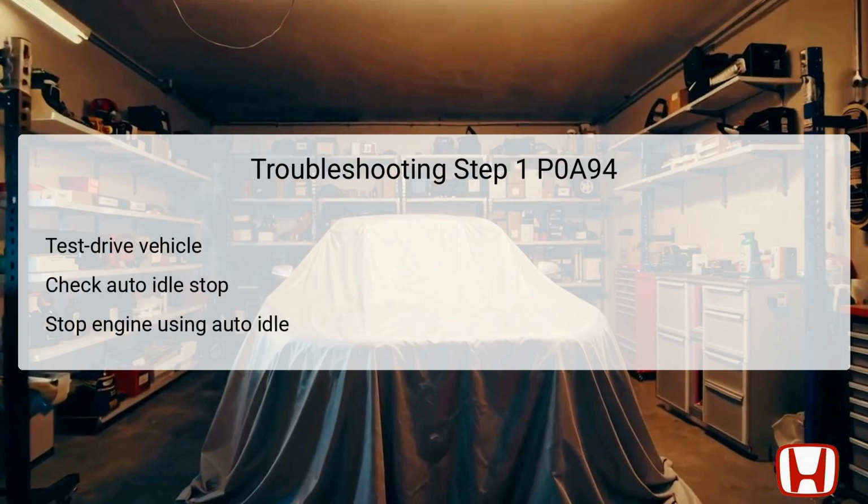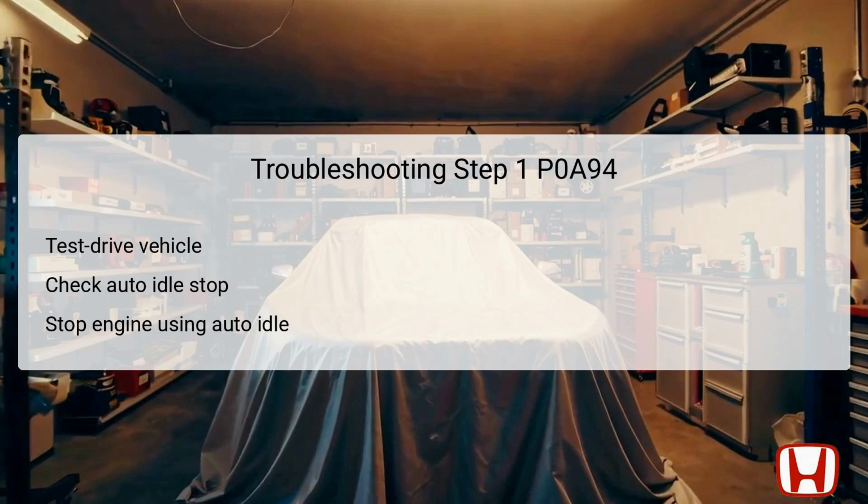The first troubleshooting step involves test driving the vehicle under conditions where the auto idle stop system is operational. This feature aims to save fuel and reduce emissions by stopping the engine at idle. To begin this step, you need to ensure that the auto idle stop function is working as intended. During this test drive, allow the system to function and then repeatedly stop the engine using the auto idle stop feature.